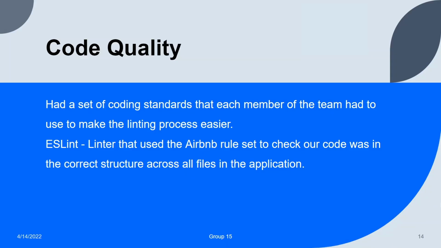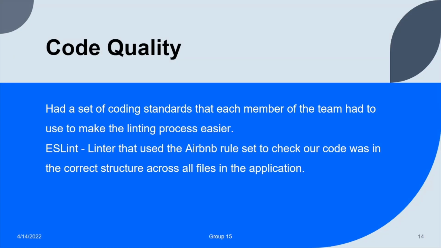Our team had a set of coding standards that each member of the team had to use to make the linting process easier. We used ESLint as our linter, and we used the Airbnb rule set to check our code was in the correct structure and format across all files in the application. The Airbnb rule set is the current industrial standard when it comes to linters. ESLint provides a list of rules that can be configured as errors, warnings, or just turned off. Airbnb has configured those rules in such an effective way that it is used by many large and leading tech companies in the industry today.